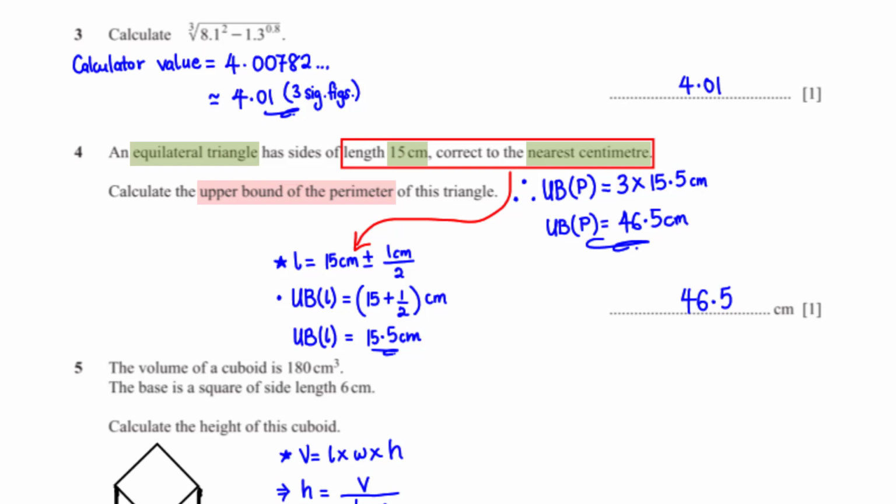Since this is an equilateral triangle, the upper bound of the perimeter will be 3 times the upper bound of the length, which is 15.5 centimeters. And when we type this into the calculator, we get a final value of 46.5 centimeters.